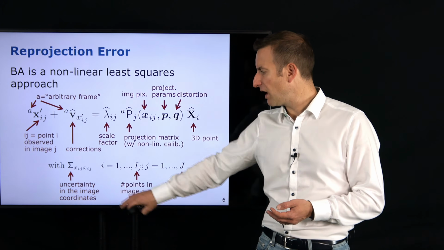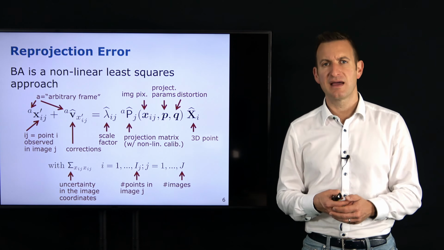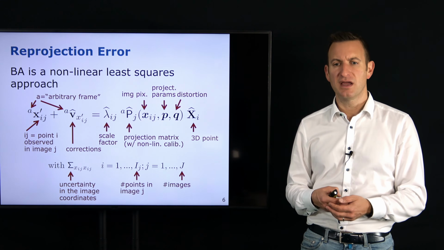And this all happens under an uncertainty in the image coordinates. This is the assumption: how precisely can I pin down the points in my image?